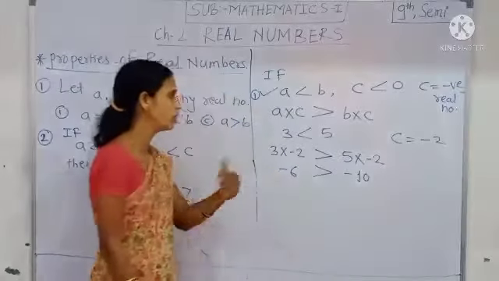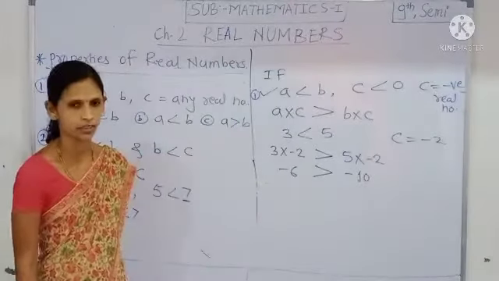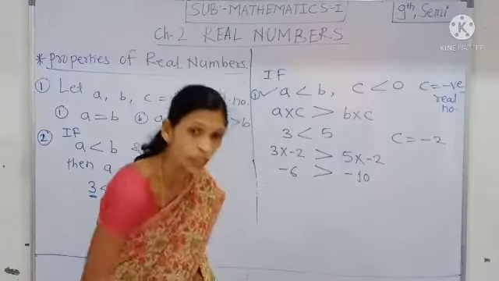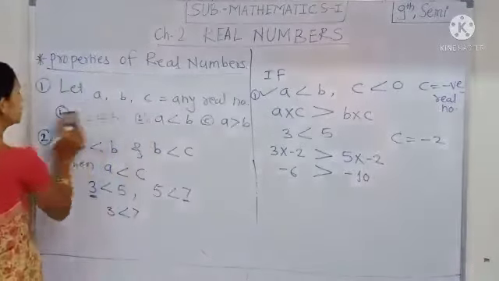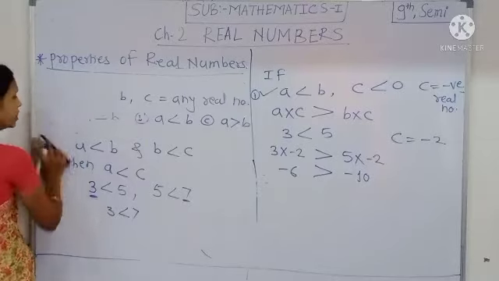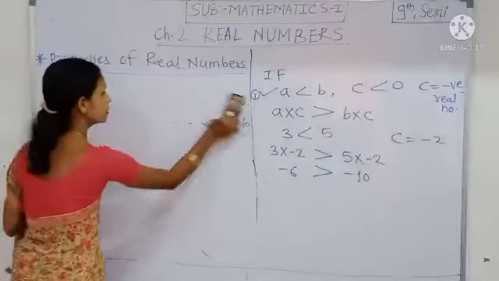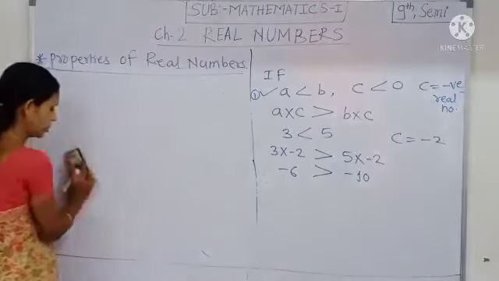Then all of you have studied about the ordering on the number line. That is about the properties, a few properties related with the real numbers, which are applicable to irrational numbers as well as rational numbers both.